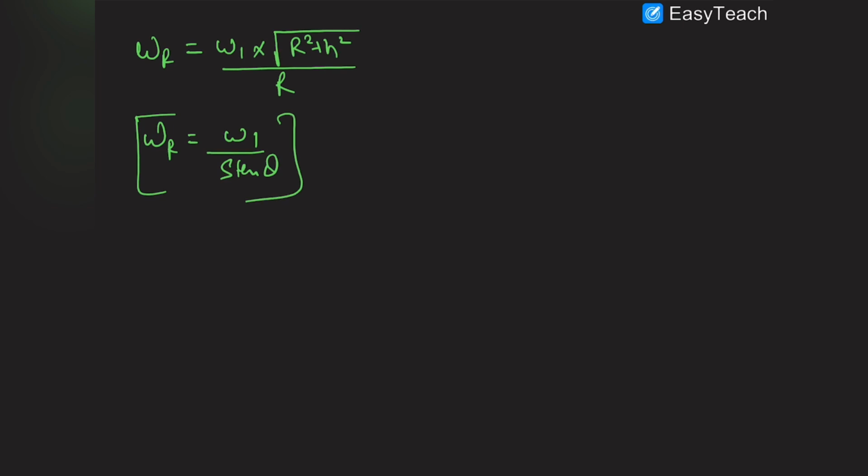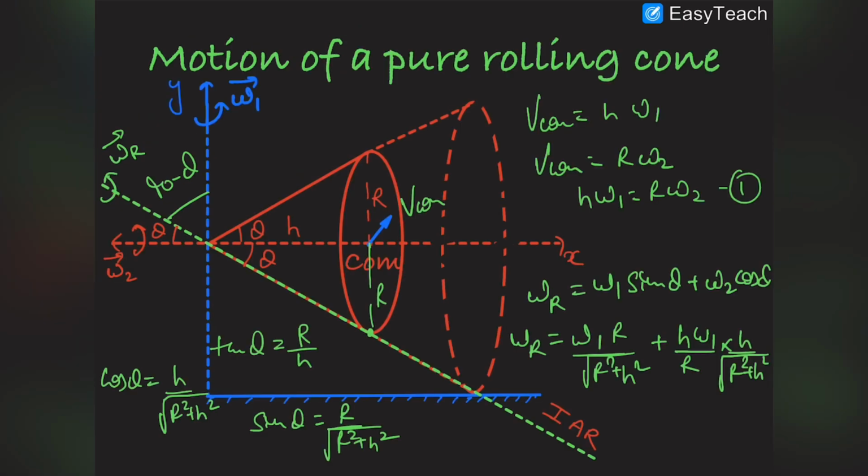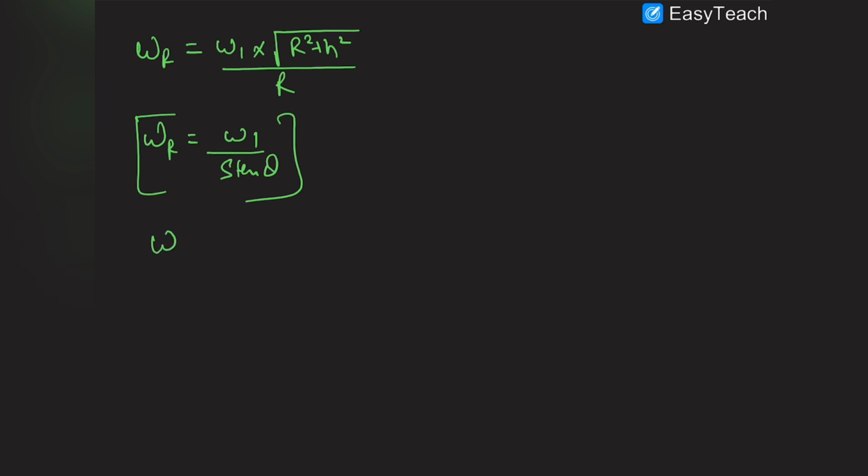Now you can see that VCOM, if we write down VCOM by IAR, then we need to find out the perpendicular distance of center of mass from IAR, and if this angle is theta, then this would be 90 minus theta and it would be theta. So this perpendicular distance from IAR would be equal to r cos theta. So I can write that VCOM is equal to r cos theta into omega r. Omega r is omega 1 by sine theta.